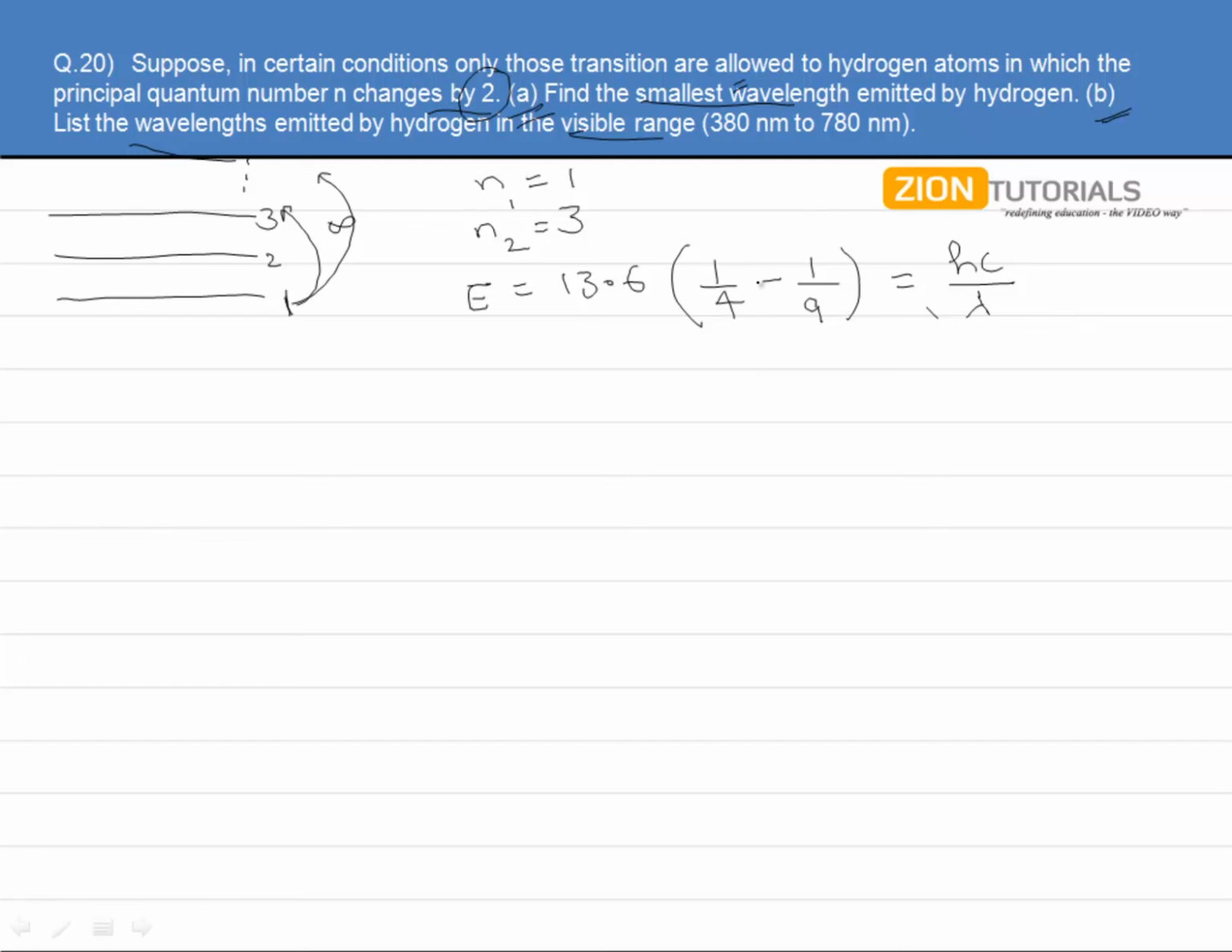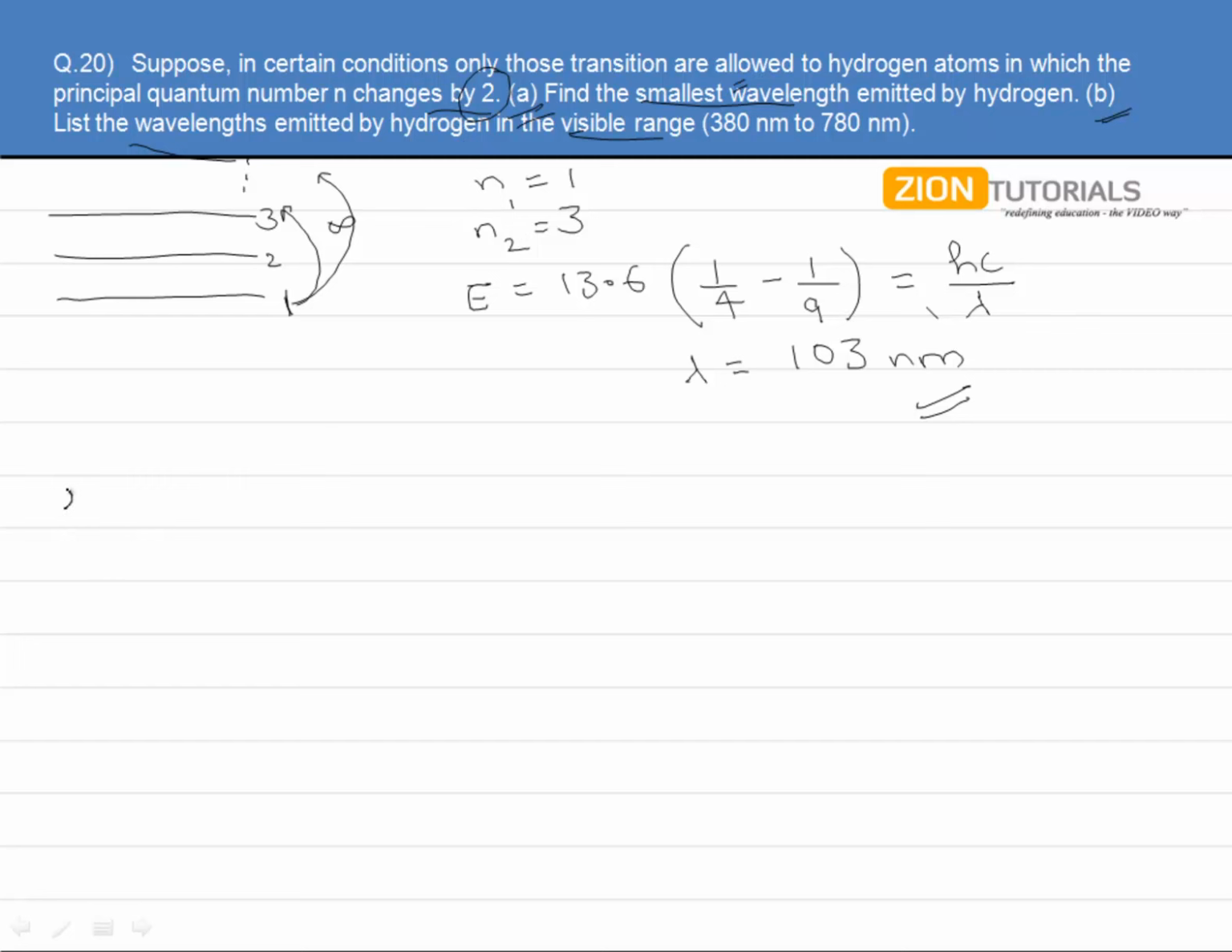Because 1 by 4 minus 1 by 9 is automatically going to be positive. But if it would have been 1 by 9 minus 1 by 4, then it would have been negative, the same magnitude with a negative sign. So it doesn't matter. You just have to make it positive and then equate it with hc by lambda, because lambda needs to be positive. So this gives us the value of wavelength to be 103 nanometers. So this is basically the smallest wavelength emitted by hydrogen if this restriction is put up.